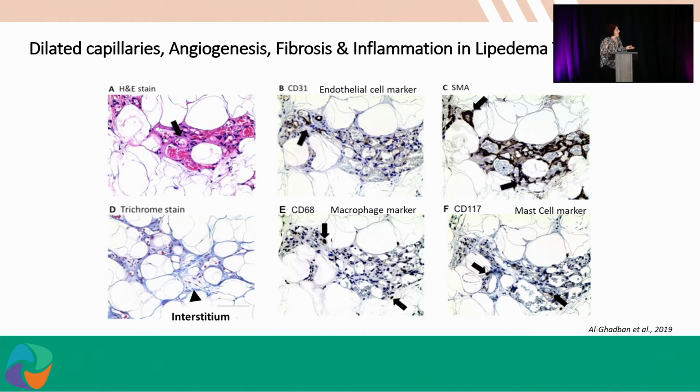We have shown that they have high fibrosis. We have an increase in the interstitium, which is an increase in the spaces between the fat cells. We have shown a high incidence of macrophages and mast cells in these samples. This is at the tissue level.